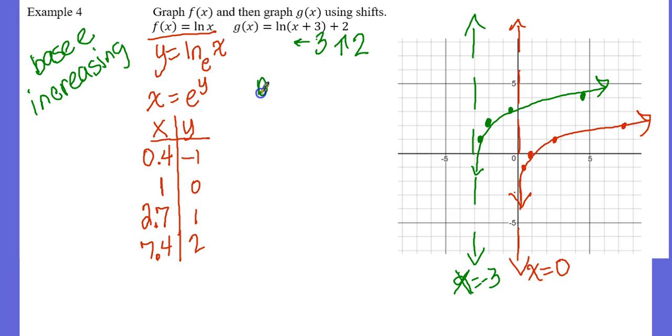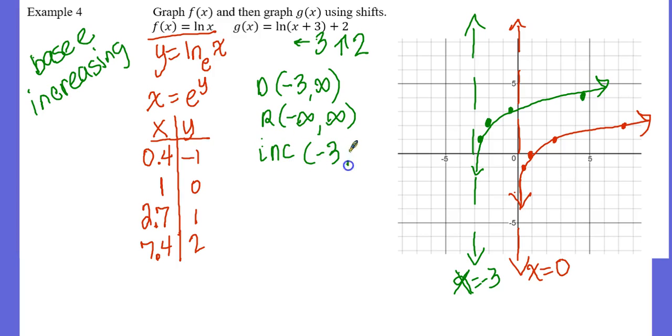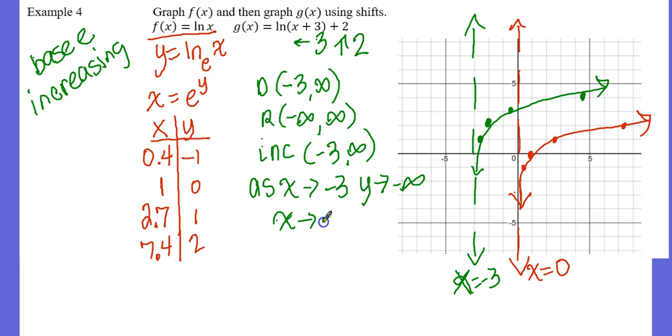Okay, with a domain of -3 to infinity, a range that is unrestricted, increasing on the interval -3 to infinity, and your end behaviors: as x approaches -3, y is approaching -infinity, and as x approaches positive infinity, y approaches positive infinity.